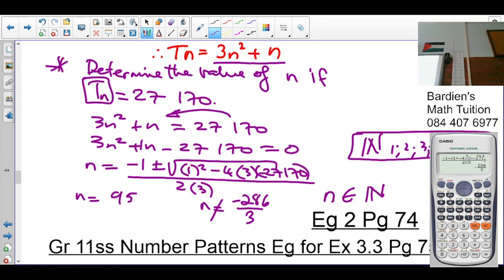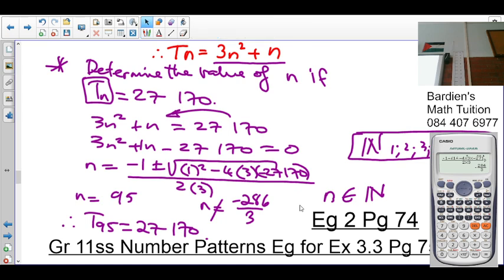So I can end by saying, therefore, the 95th term in the pattern is equal to 27,170. Okay, you guys understand? Any confusion? So with that, you should be able to do exercise 3.3. You do for me the first column. That is for tomorrow. Right.